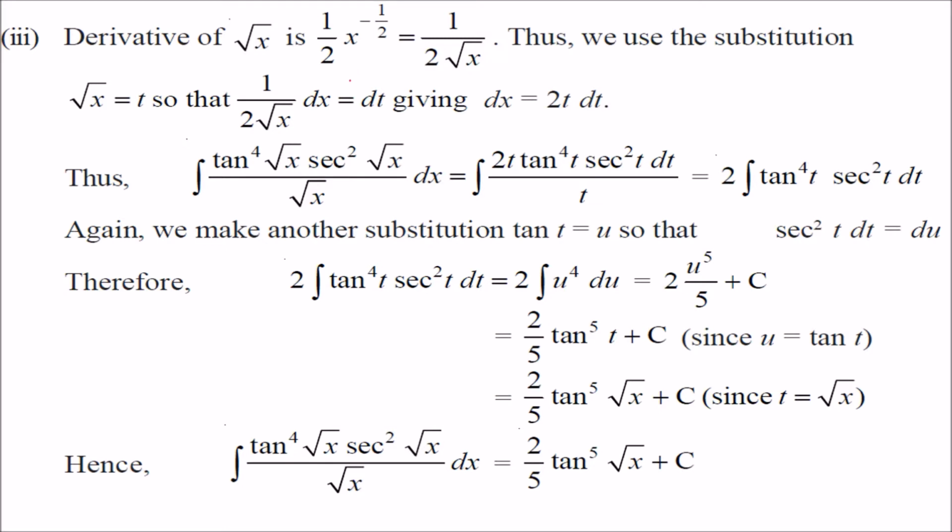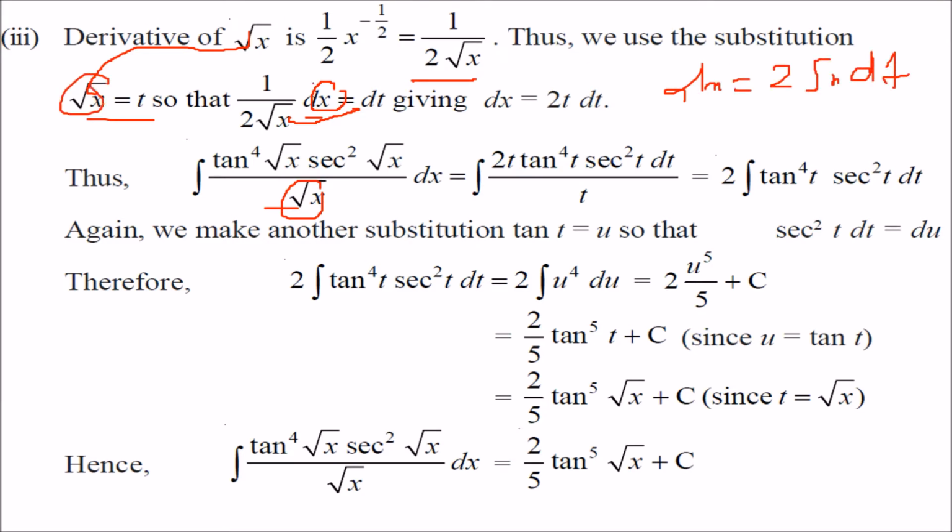Similarly here, this root x, if you differentiate it, will be half x to the power minus half, that is 1 by 2 root x. So let us place root x as t, and differentiating, dt will be 1 by 2 root x dx. Now you can take this dx here. So dx will be 2 root x dt. But root x we have taken as t, so it can be written as 2t dt.